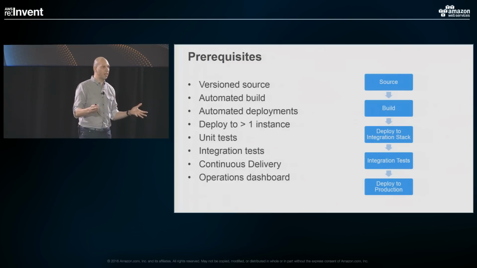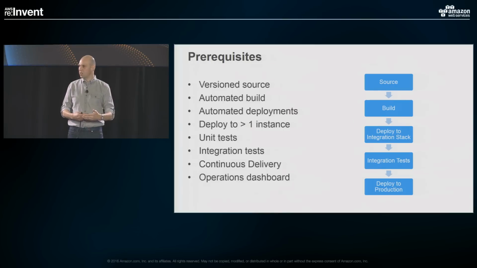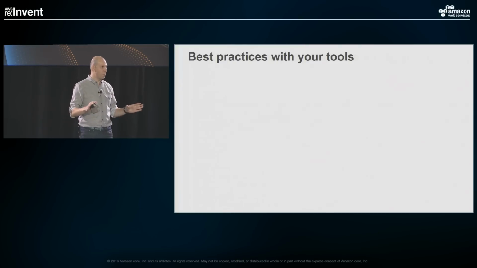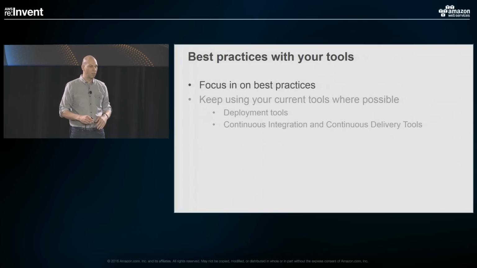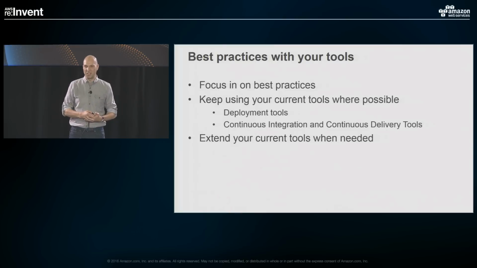With all of those things in place, you'll end up with a pipeline that looks something like this. You'll have some source, which will trigger an automated build where you'll run unit tests and maybe some style checks. You'll then promote that build into an integration environment, run integration tests against it, and if that's successful, you'll then go on to production. Now, from a 10,000-foot view, this is a talk about best practices. And the best practices I'm going to go through should be usable with any of the tools that you have today. It may mean that you have to extend your tools, but that's just part of building a continuous delivery pipeline.